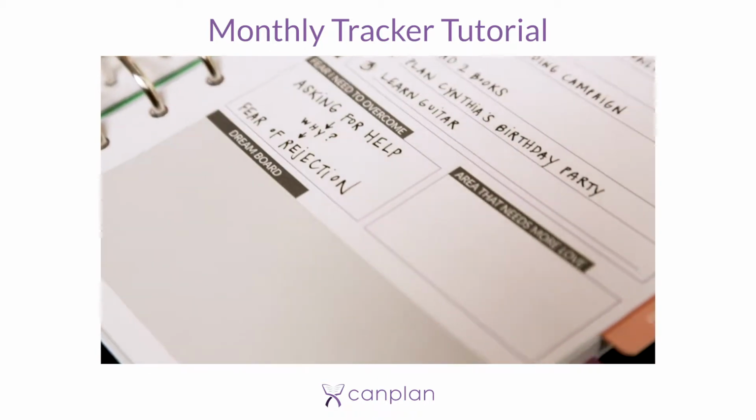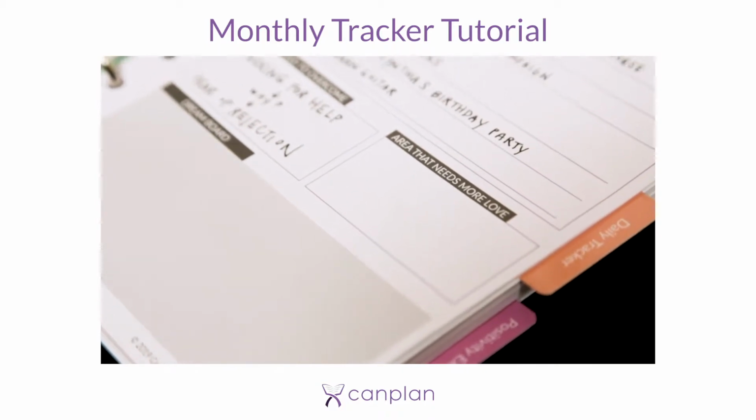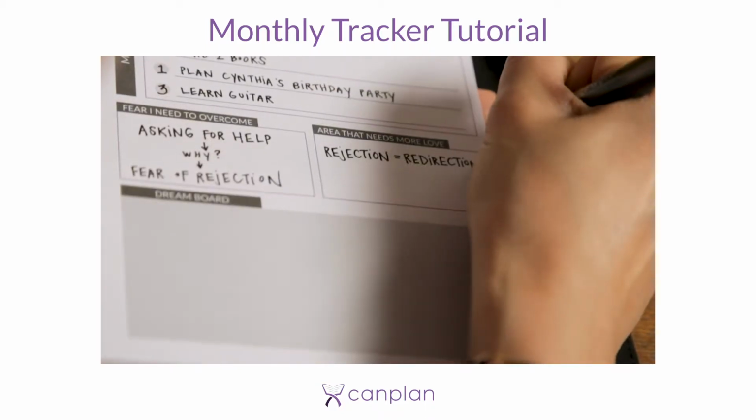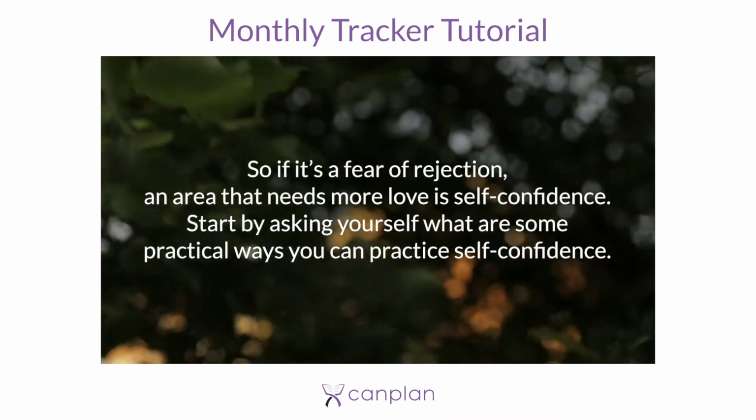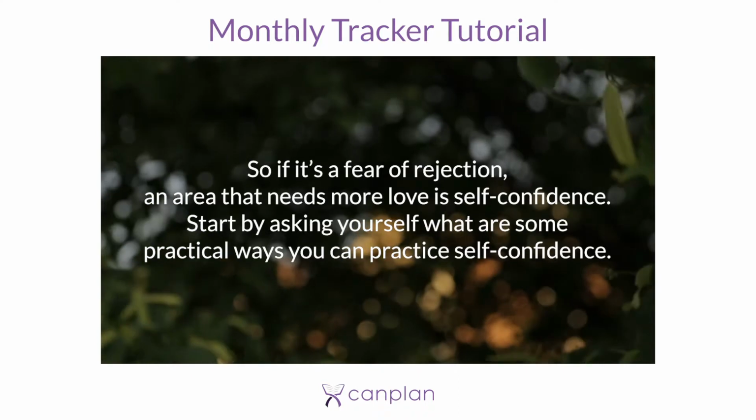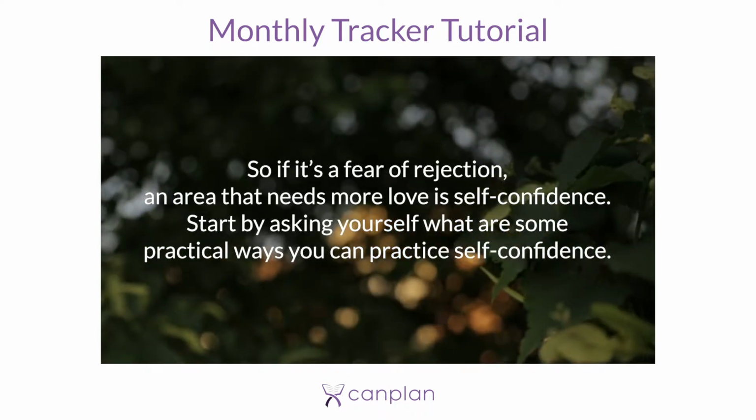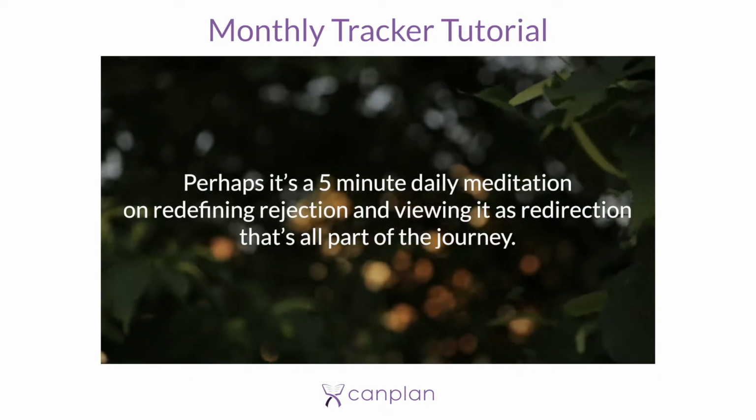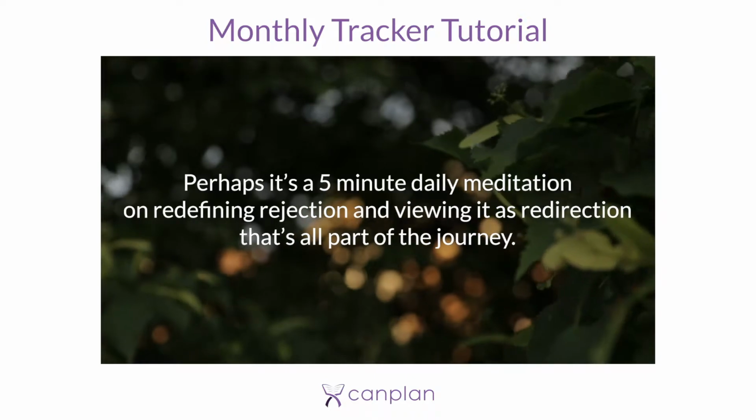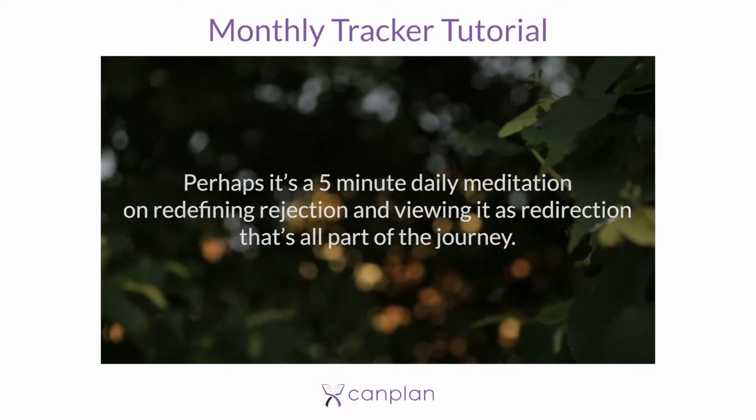Again, since fear is just the lack of love, once you've pinpointed the fear you want to tackle for the month, figure out what areas you're going to pour more love into. So if it's a fear of rejection, an area that needs more love is self-confidence. Start by asking yourself, what are some practical ways you could practice self-confidence? Perhaps it's a 5-minute daily meditation on redefining rejection and viewing it as redirection. That's all part of the journey.